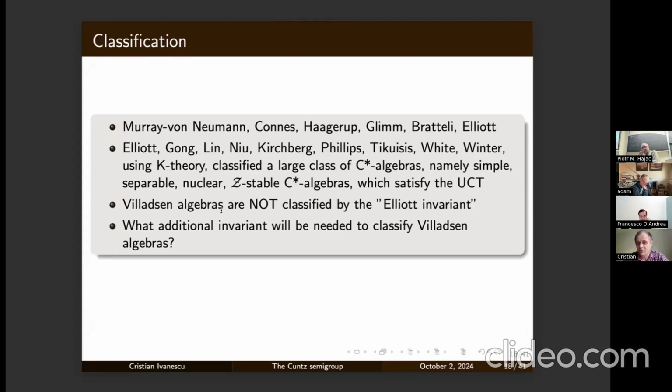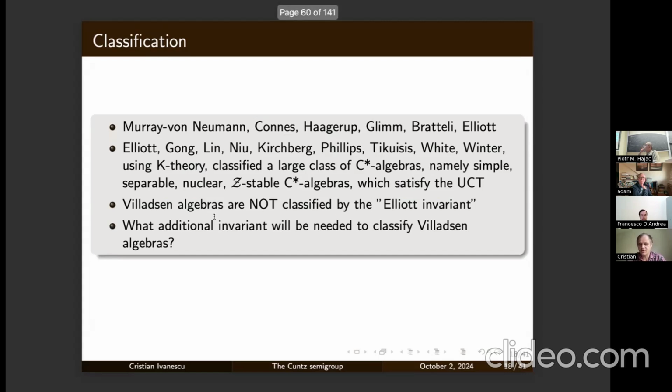Now, for the additional invariant, you may think, well, it should be the Cuntz semigroup. And I should probably state that at the moment, there is no counterexample to the statement that if you use the Elliott invariant together with the Cuntz semigroup, you have a classification. In other words, you don't have an example of algebras which have the same Cuntz semigroup and the same Elliott invariant, and still are not isomorphic.